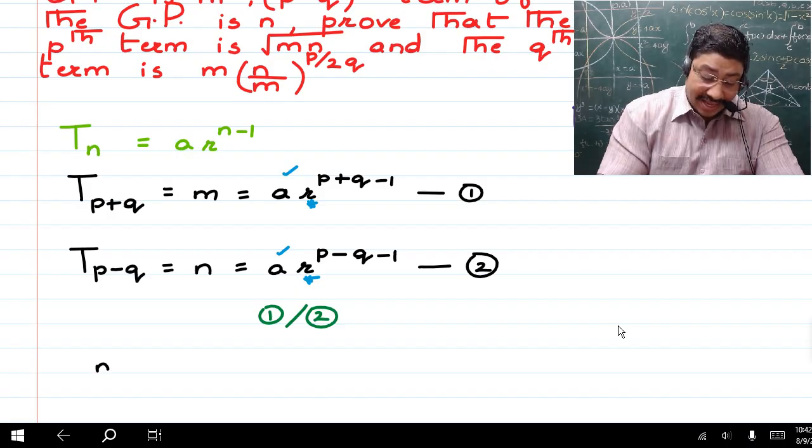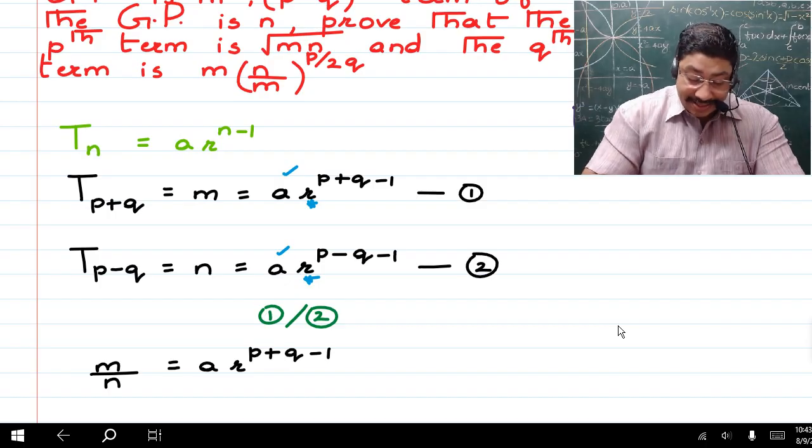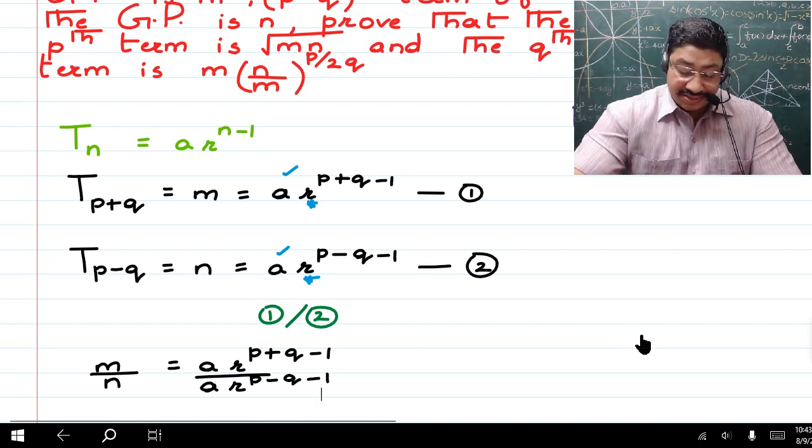from the left hand side m, which is going to be divided by n, and on the right hand side obviously we have a, which is multiplied with r raised to the power p plus q minus 1, right? And in the denominator we have a, which is further multiplied with r, which is raised to the power p minus q minus 1, right? So children, this is how we will have the ratio of both of these equations.